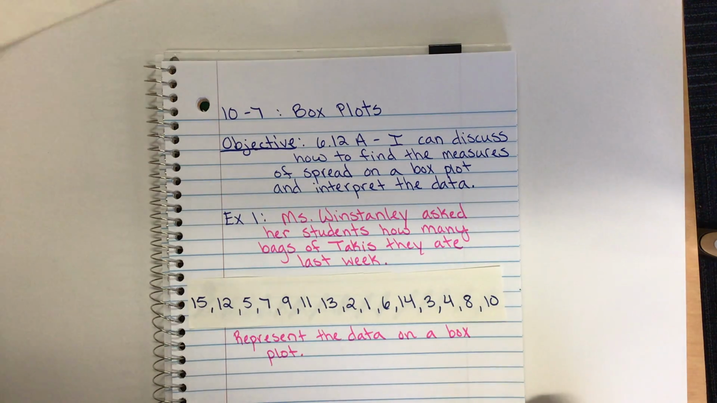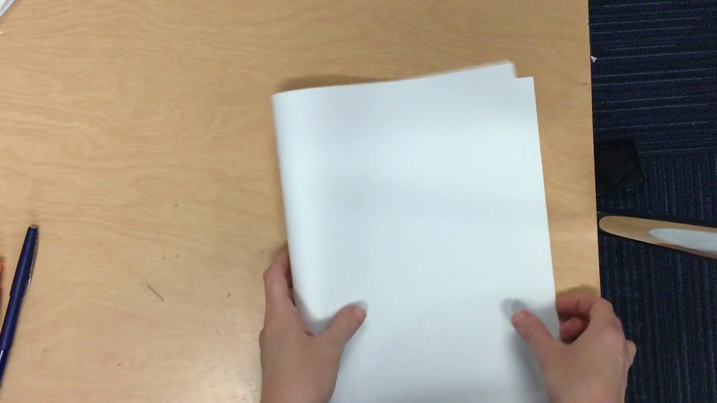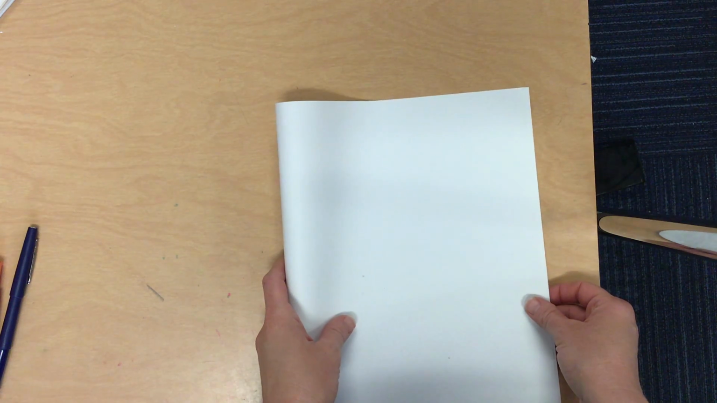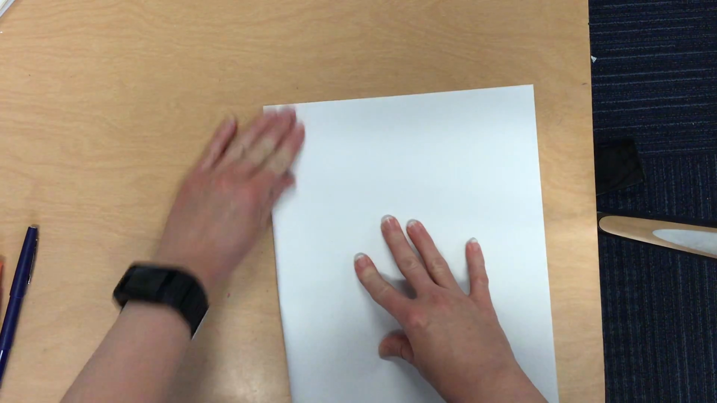I'm going to move my screen up. Okay. This is where we're going to organize our data to find our measures of spread and build our box plot. So take the piece of paper, the construction paper, go ahead and fold it in half. And then fold it in half again, so we've made fourths.